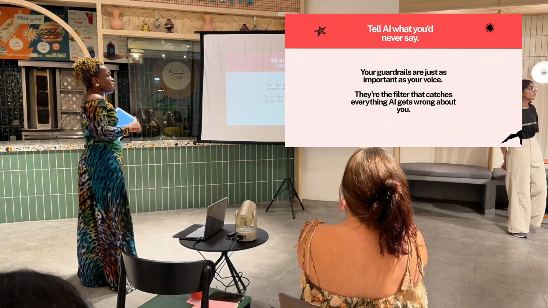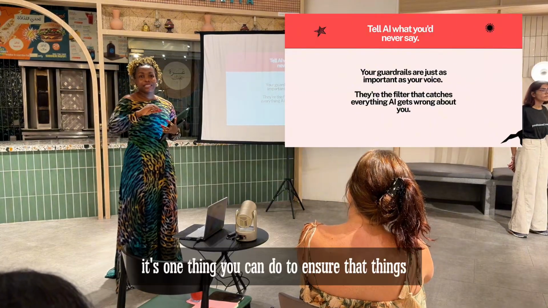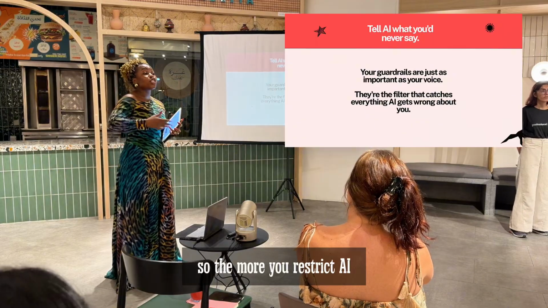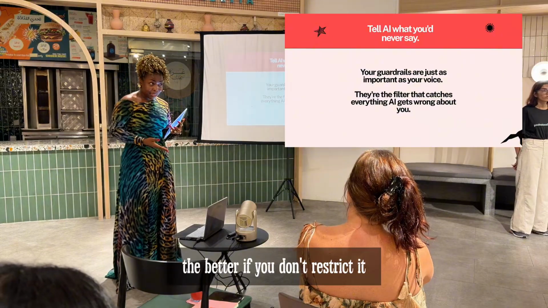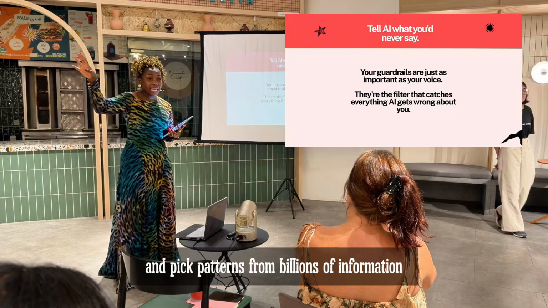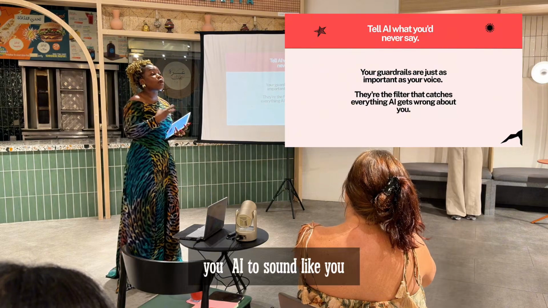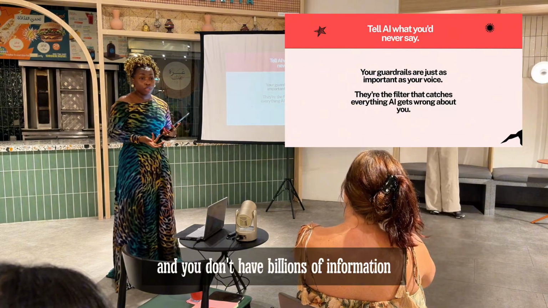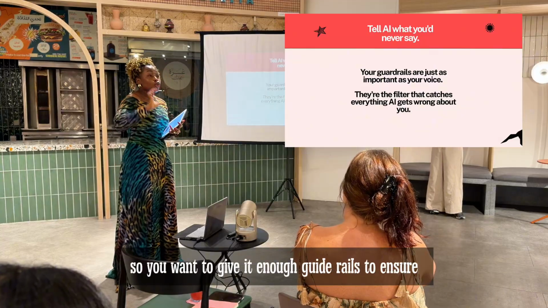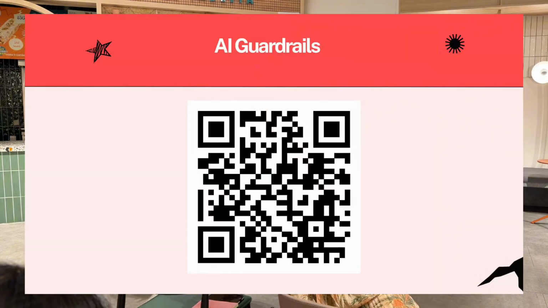So let's look at the guide rails. Like I said, your biggest superpower is being able to restrict AI. It's one thing you can do to ensure that things go the way you want. So the more you restrict AI, the better. If you don't restrict it, you are giving it an opportunity to pick patterns from billions of pieces of information, which you don't want, because you're trying to get AI to sound like you. And you don't have billions of pieces of information. You only have what you've been taught or experienced. So you want to give it enough guide rails to ensure that it sticks to what you would say.